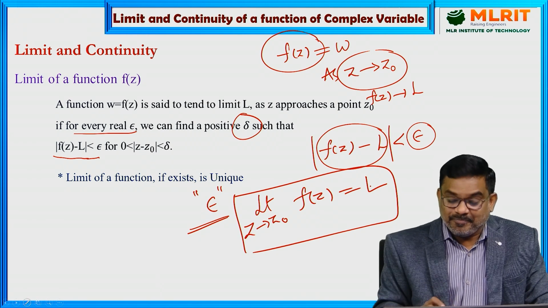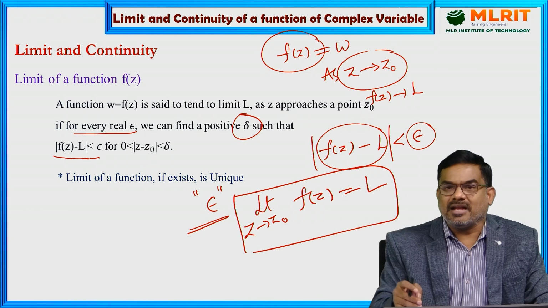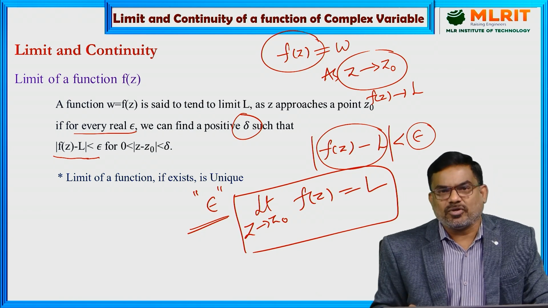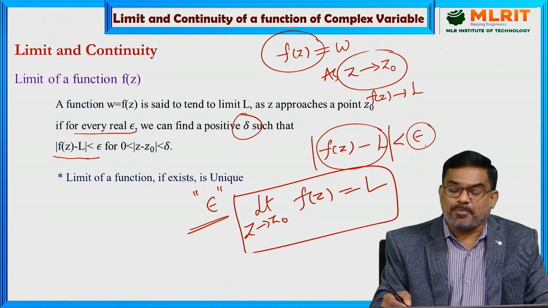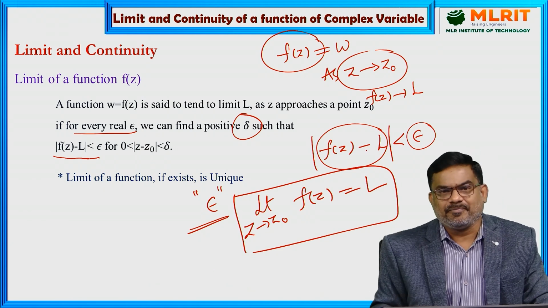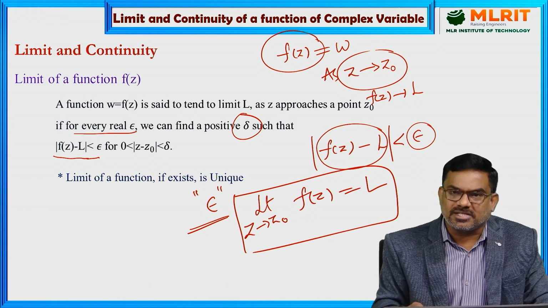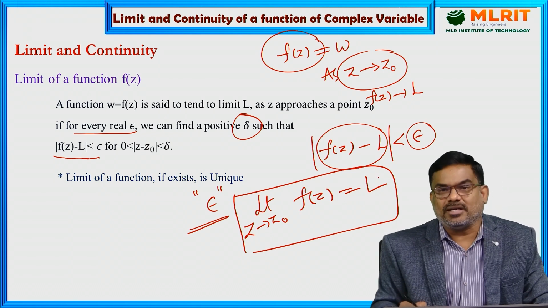So simply the difference between f of z and L is less than a very small positive number. Here epsilon itself is a small positive number and the difference between these two is much less than that. So what does it mean? These two are the same. So as z tends to z naught, this f of z tends to L. That L is called the limit of the function.